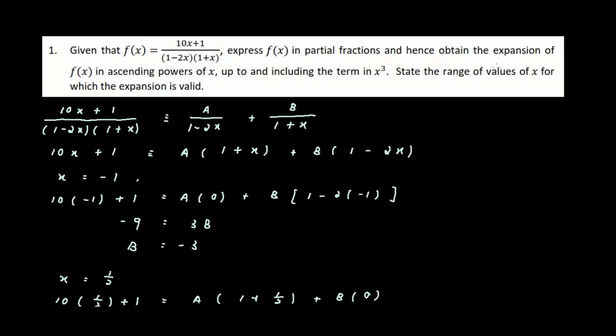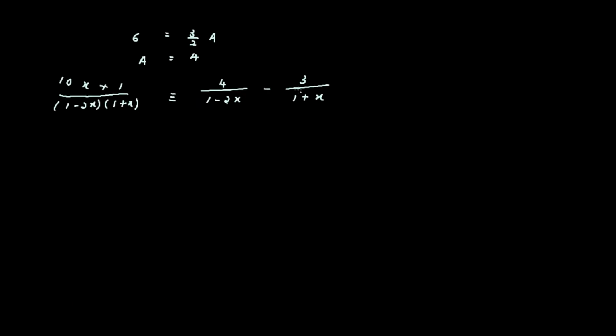Now you need to obtain the expansion. How are you going to do that? When you look at this, you need to write them in indices form first, meaning you need to expand one by one. It depends on you whether you want to split this out and do each one individually, or try to expand first. I would write it in the form of 4(1 minus 2x) to the power of negative 1, and then minus 3(1 plus x) to the power of negative 1. With this, I can then decide which one to continue with.